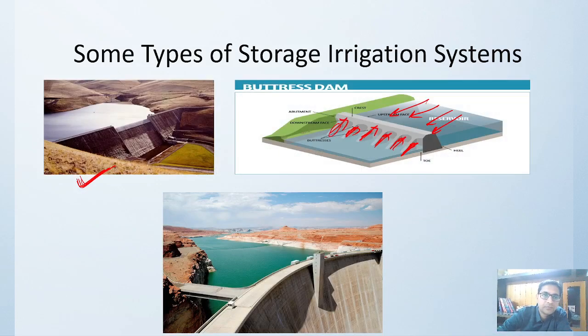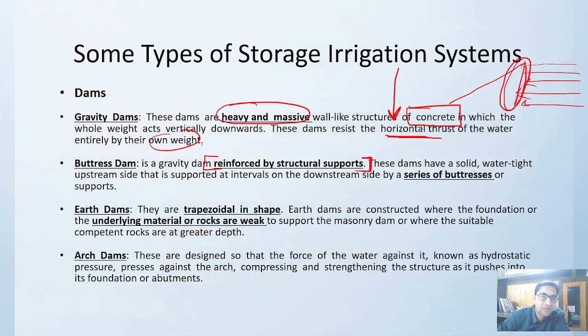Then we have the earth dam. Earth dams are trapezoidal in shape, and they are mainly made from locally available material. They are made from rock and the underlying material, whatever is there. That means they are of weak support.